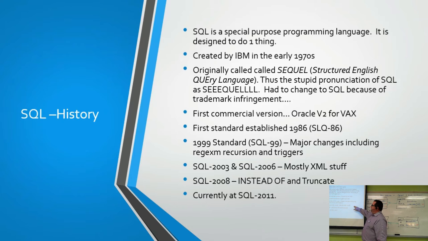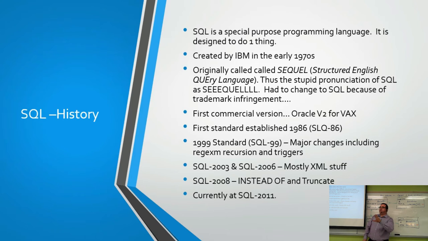Then in 2003 and 2006, they introduced XML, because they thought XML was a good thing to shove in a database. And in 2008, they included something special called truncate as officially part of the language. I talk about truncate as part of the first real lecture on SQL later. It has to do with triggers. In 99, they introduced something called triggers. In 2008, they added something to it. And right now, they're sitting at SQL 2011.